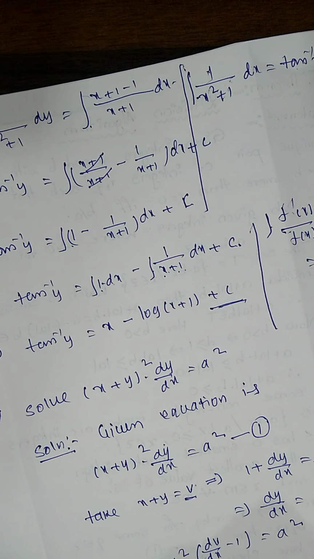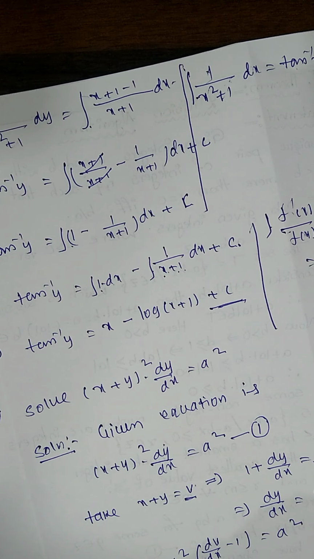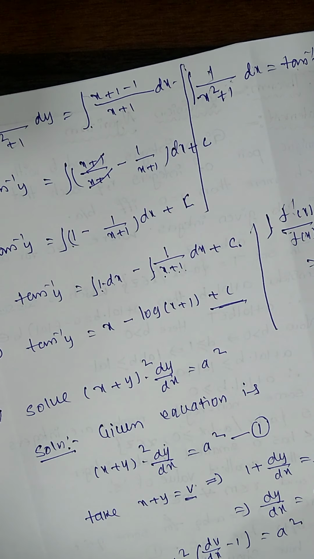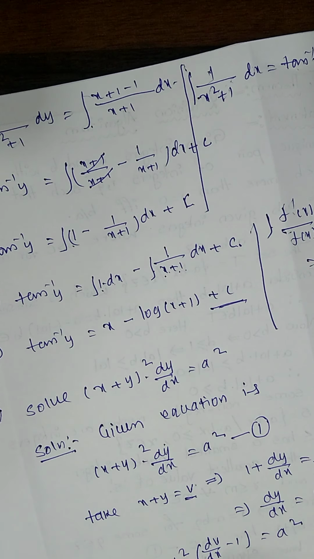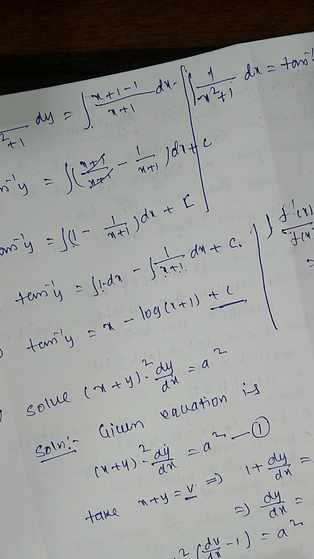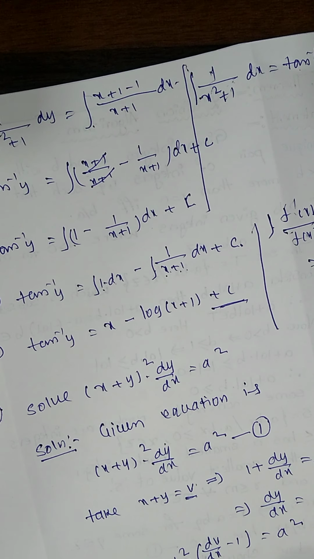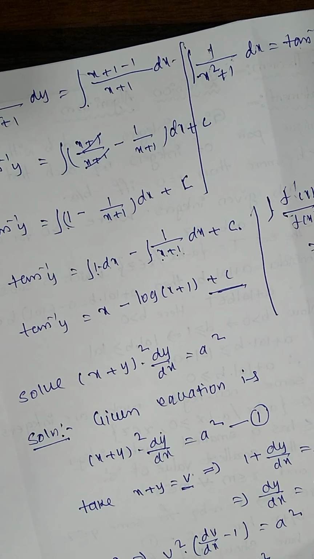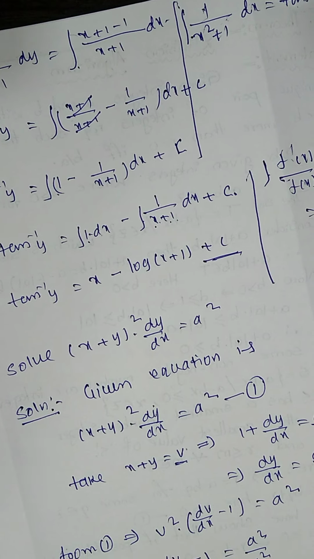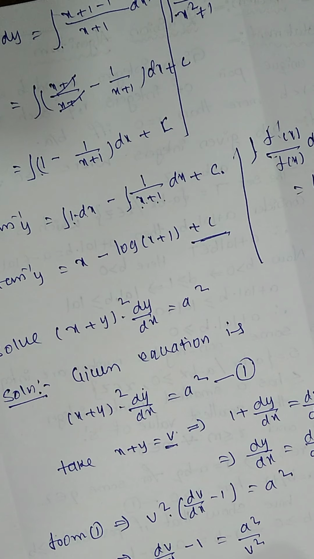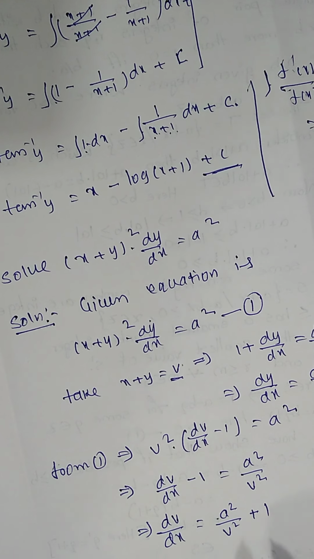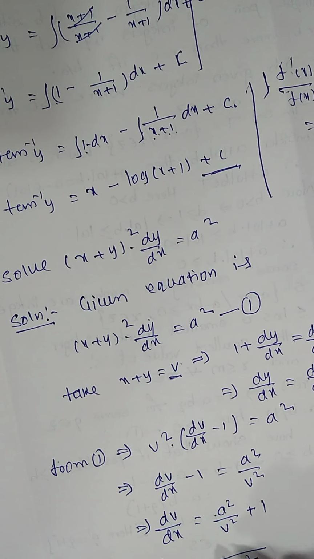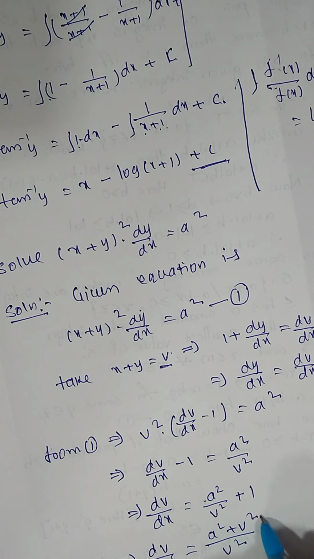Now v square into dv by dx minus 1 equal to a square, so dv by dx minus 1 equal to a square by v square. Now this minus 1 we bring from LHS to RHS: dv by dx equal to a square by v square plus 1. Taking the LCM v square, dv by dx equal to a square plus v square by v square.